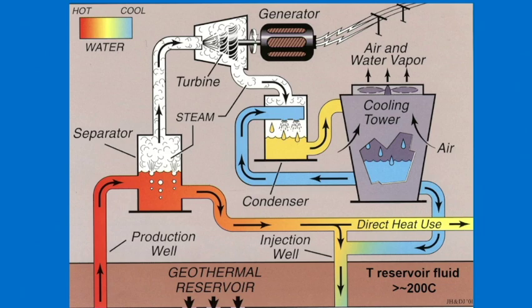So then the water goes back into this injection well after it's condensed, and goes back down into the reservoir. Or there are other plants that use direct heat, that use the water for, I don't know, aquaculture and pig farms and district heating, things like that.